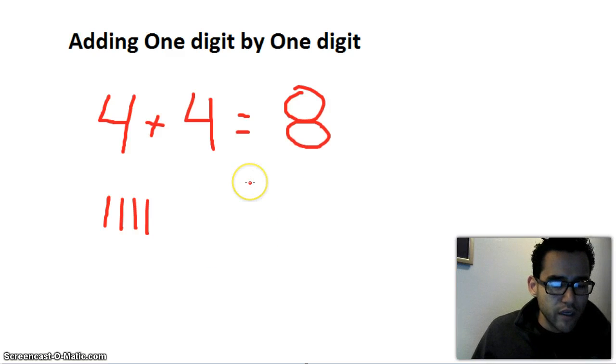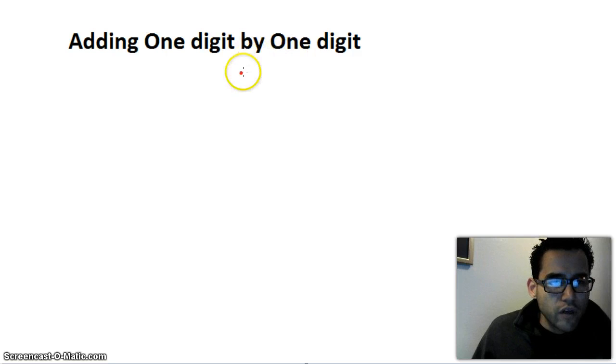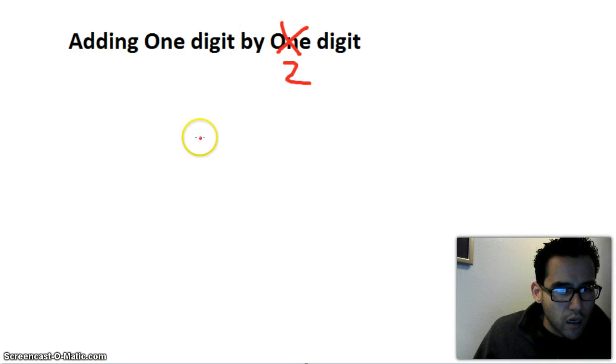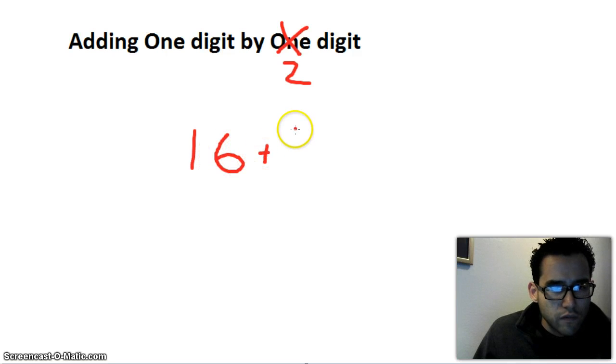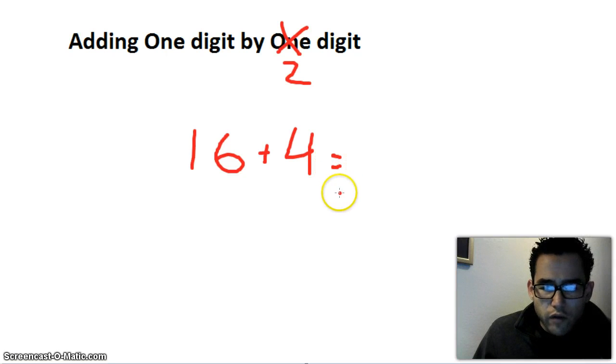However, what happens when we move away from adding one digit by one digit and start doing one digit by two digits? So let's go ahead and exit out of all this stuff right here, and we're going to cross this out and change that to a two-digit number. Ooh, we're getting bigger now. So let's go ahead and get started with that. Let's say 16 plus 4.